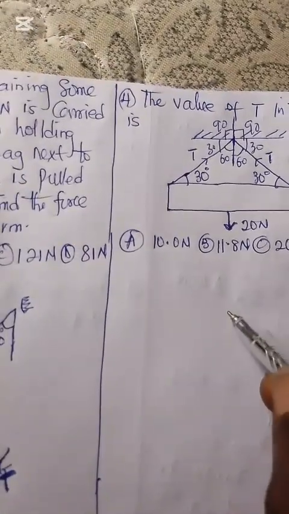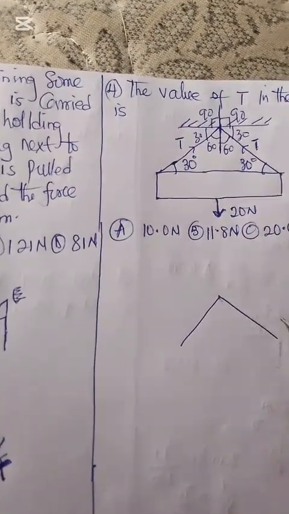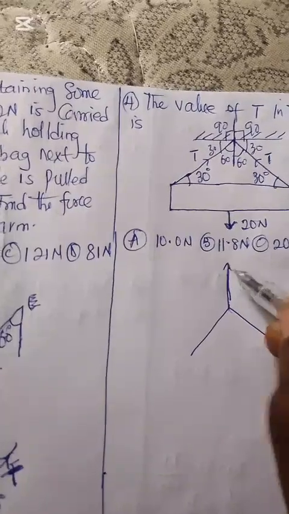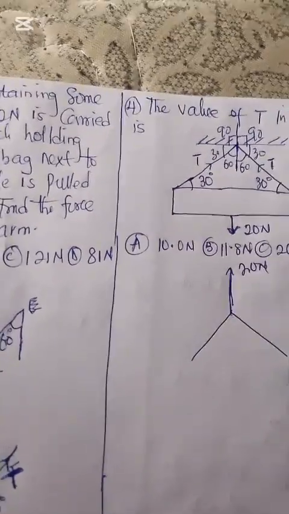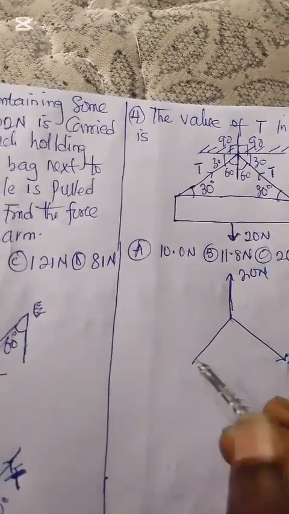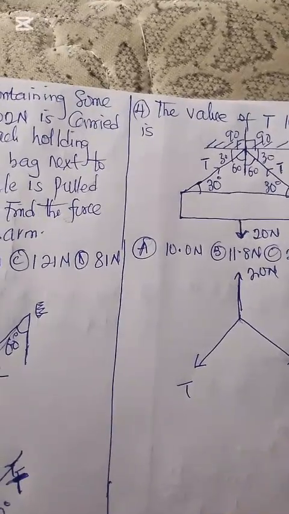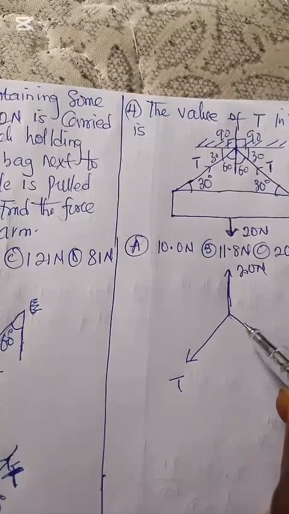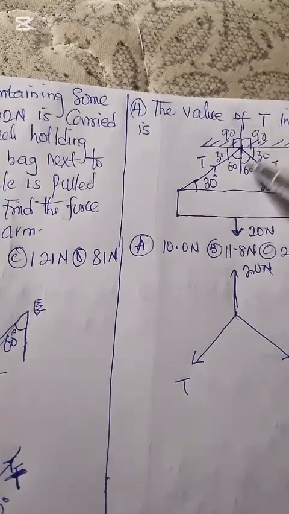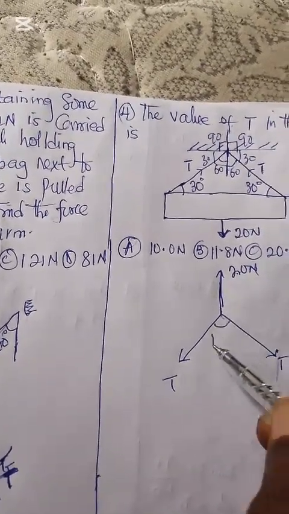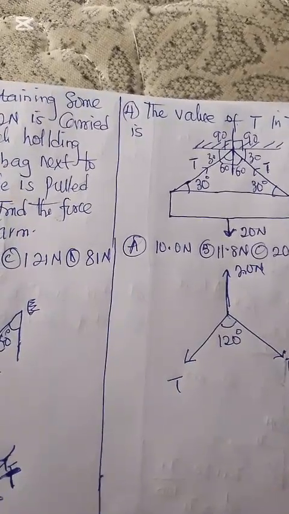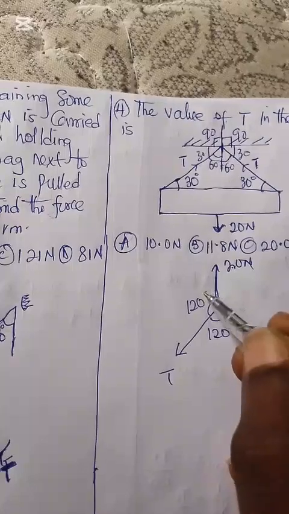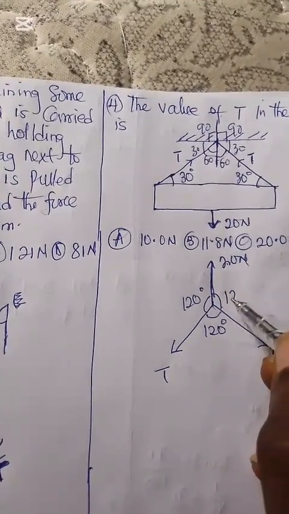So what I have now is this. Here is 20 Newton. Then here is tension, and here is also tension. So what is the angle for the 20 Newton? For this, it is 60 plus 60, which is 120 degrees. Then the angle for this is 90 plus 30, which is also 120 degrees. And the last one is also 120 degrees.